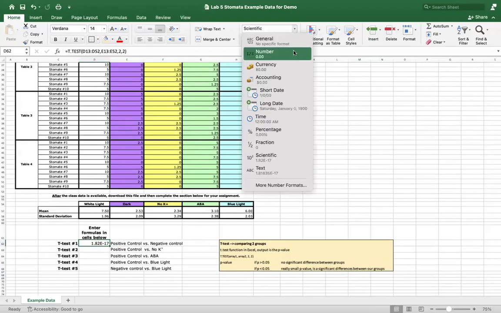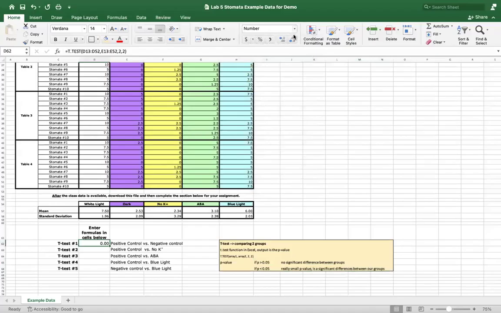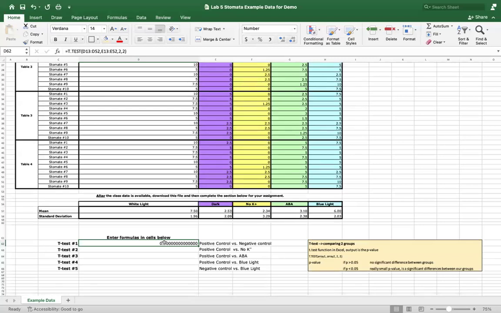You can change it to number if you want up here, and we can make it bigger. I'm going to do this just so we can see it for a second. You remember in scientific notation, it was like -17, I think. So this is a really tiny number here. And so it is less than 0.05.